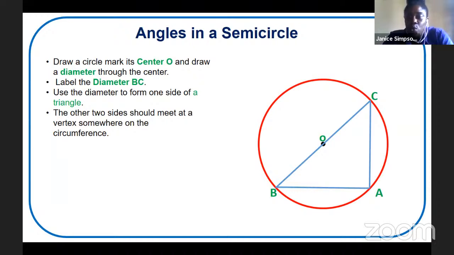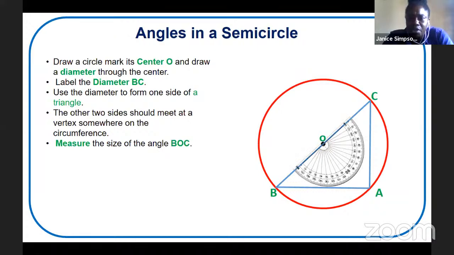All right, so what we're going to do now, we want to identify, if we have this diagram drawn in a semicircle, what are the properties that would form in terms of the angles that are related here. So we're going to measure the size of angle BOC. We use our protractor to measure that angle, and it is a measurement of 180 degrees.